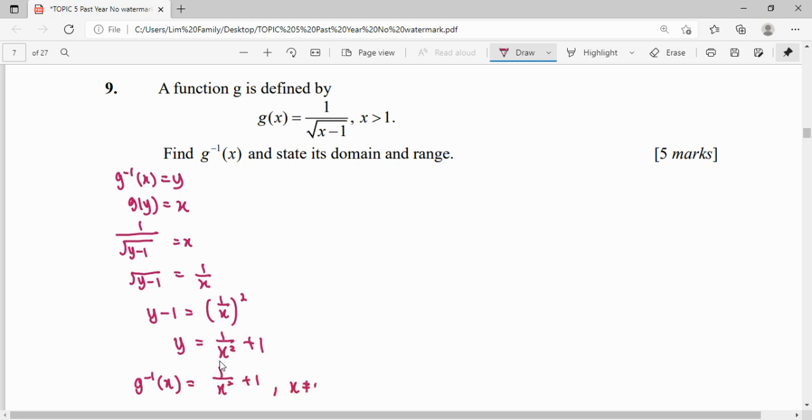Where this x cannot be 0, we have to state out its rational characteristic. Then for the second part, we're going to state its domain and range. So we have to see the function here. What is the domain of the graph? So the domain of this g(x) is given here, where they only take x greater than 1, so it will be 1 to infinity.